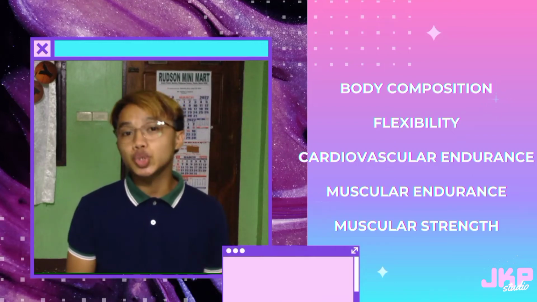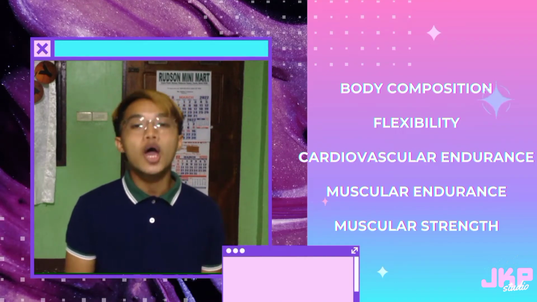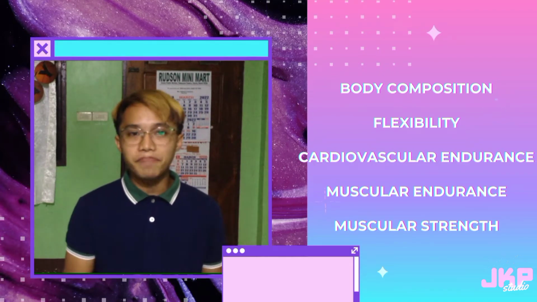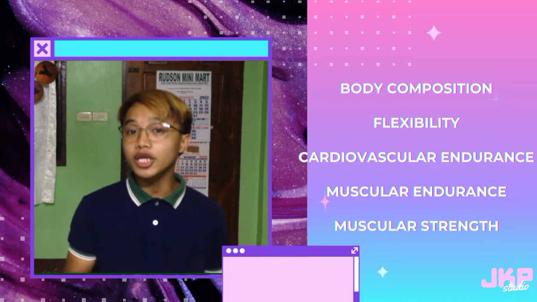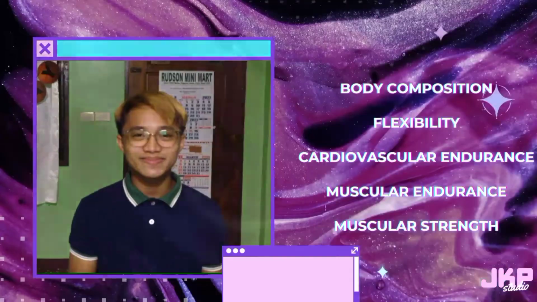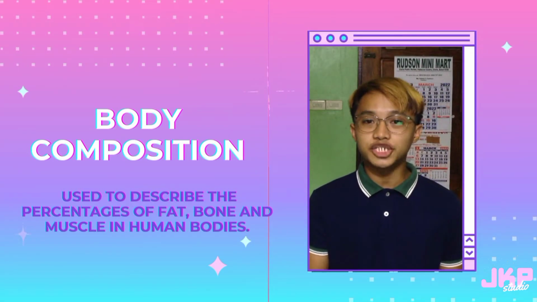Physical fitness is usually intended to include the 5 health-related fitness components, namely body composition, flexibility, cardiovascular endurance, muscular endurance, and muscular strength. Let's start with the body composition.